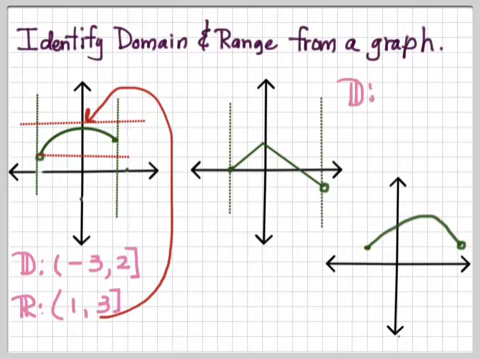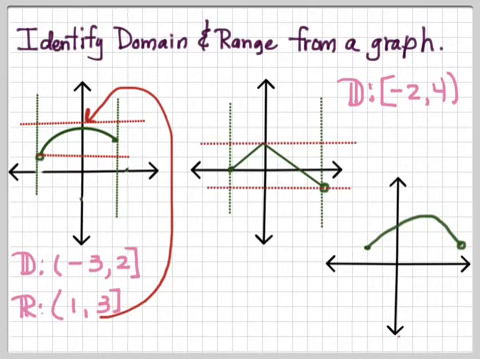Okay, so the next one. The domain is going to go from the numbers negative 2 to 4. Negative 2 is included because it's a closed dot, and 4 is not included because it's an open dot. Now if I want to look at the range, I'm going to look at the up and down movement, and I notice that my smallest value is negative 1, and my biggest value is 2. Negative 1 is not included, but 2 is included.